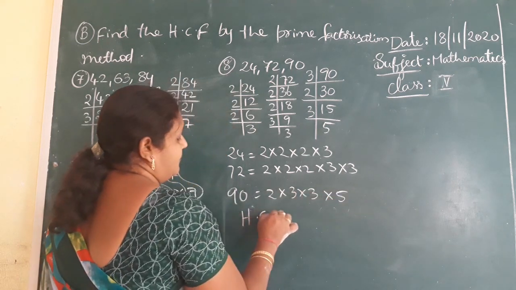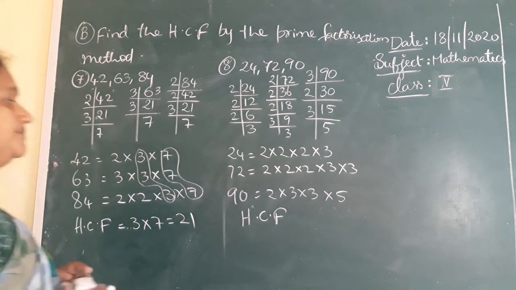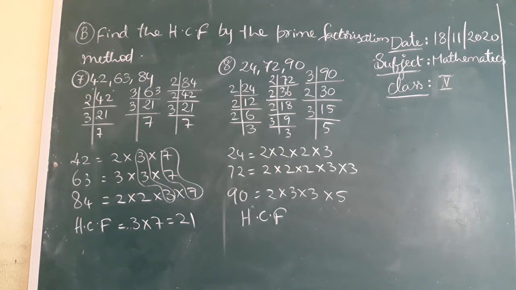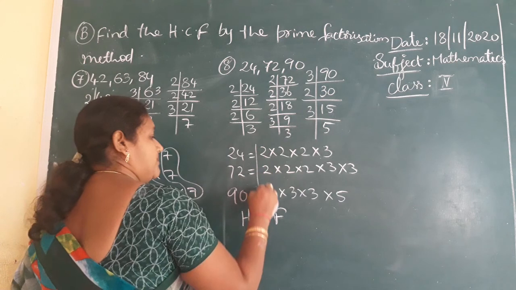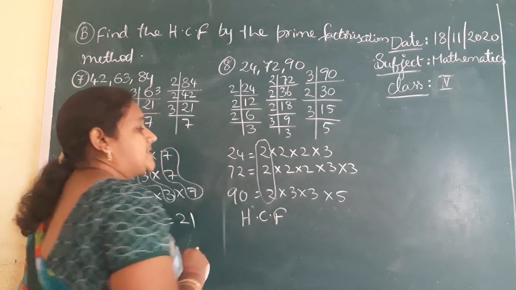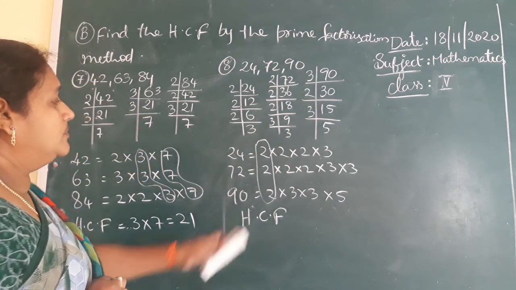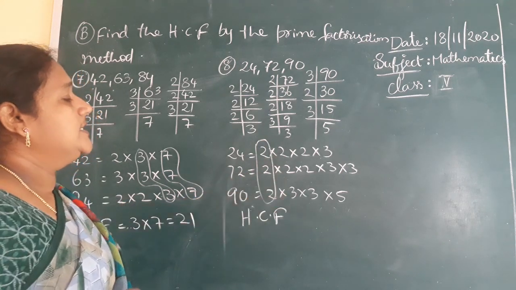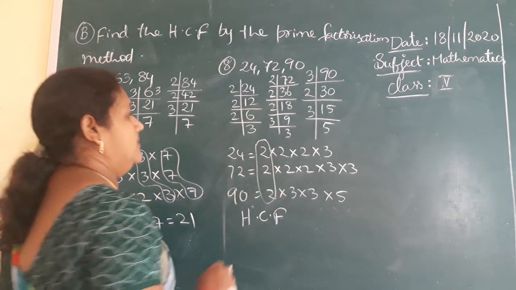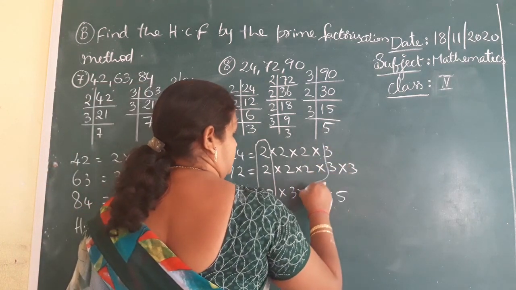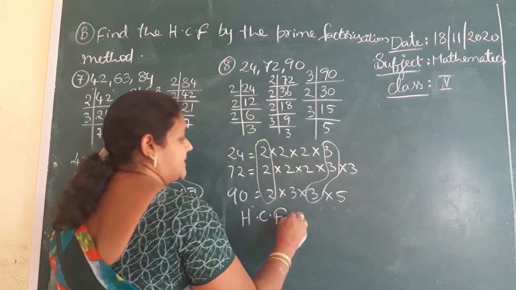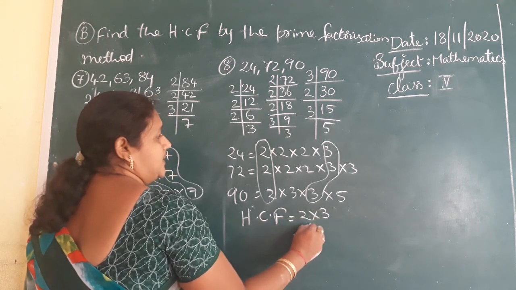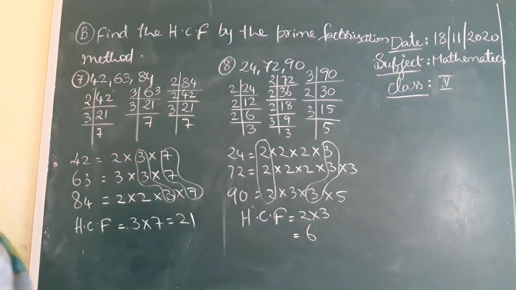To write the HCF, we have to select the common ones in all. 2 is common in all the numbers. So circle 2, that means join 2. Next, again 2 is in both but not there in 90. Next, 3 is there in all. Okay, HCF is 2 into 3. 2 3s are 6, 6 is the HCF. Like that we can find the HCF of numbers by prime factorization.